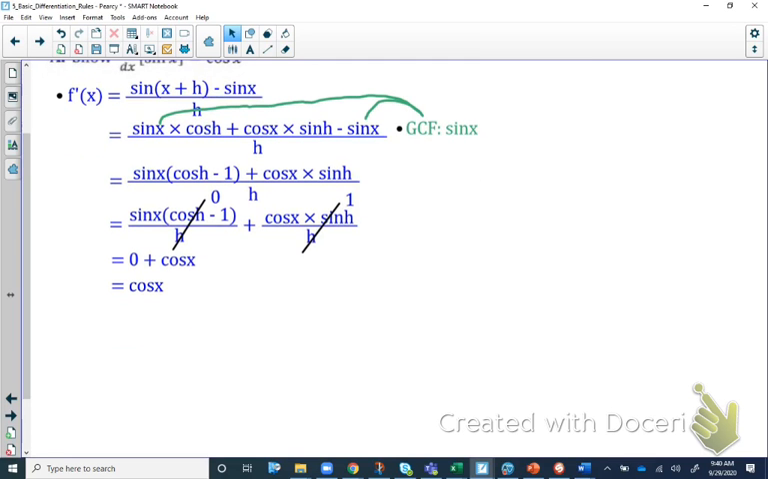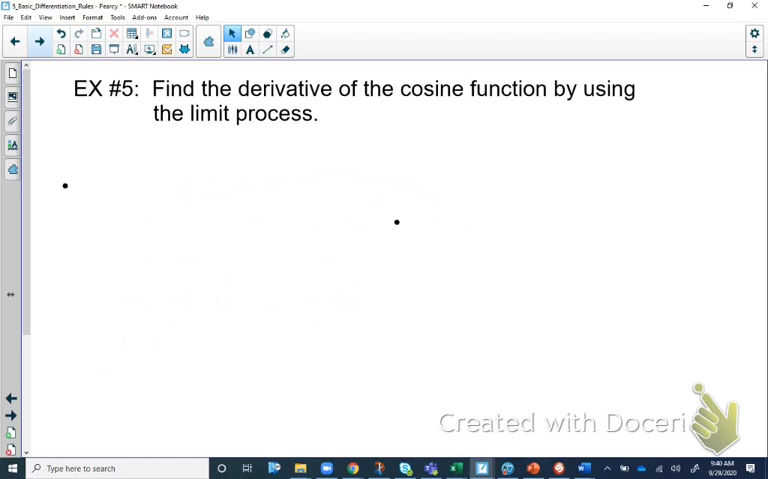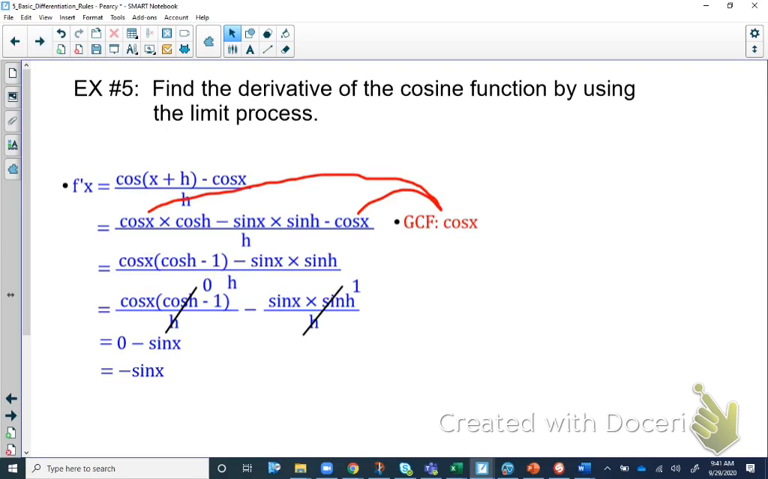Now the next one is going to do the same thing, showing that the derivative of cosine is negative sine of x. I'm going to ask you to go ahead and pause the video for a second and see if you can try to work it out using the limit definition of the derivative. And then when you're done, hit play, and I'm going to have my work up here so you can copy it down if you need to.